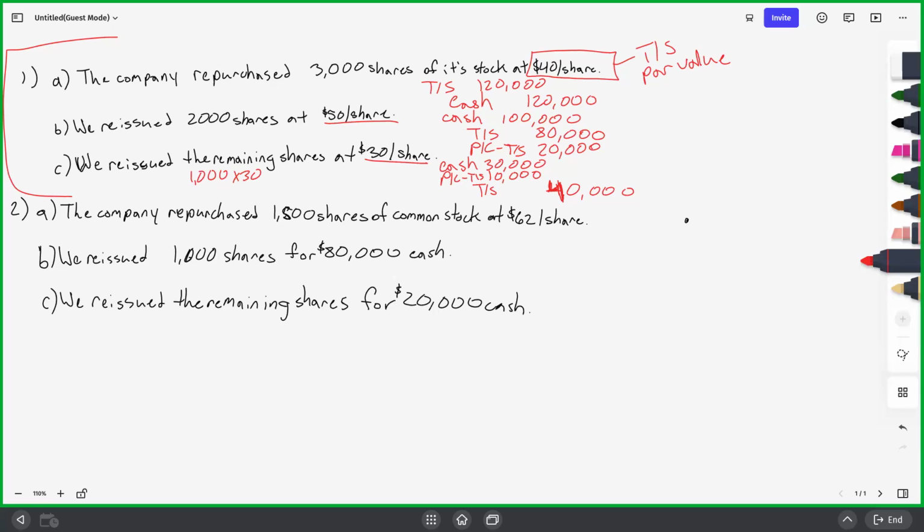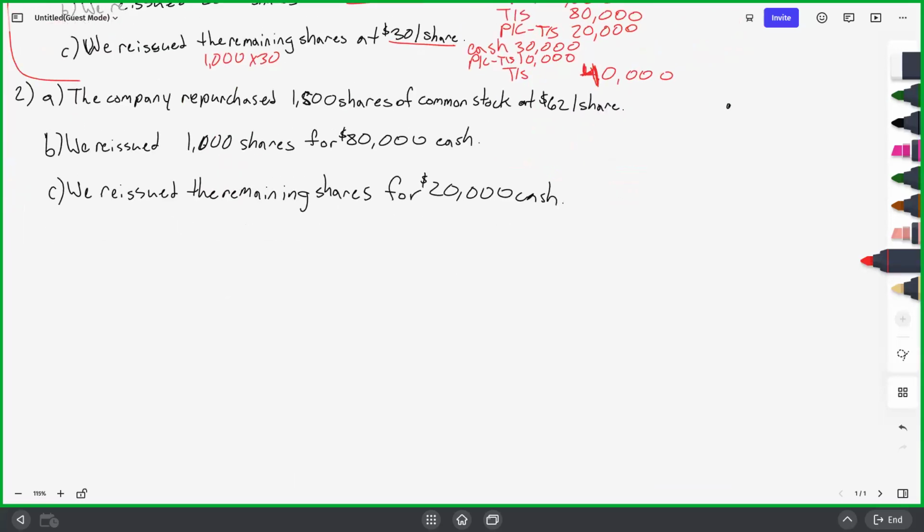Perfect. All right. 2A. I purposely made some word choices for this. So, the company repurchased 1,500 shares of common stock at $62 per share. Still treasury stock. The whole thing about treasury stock is this. Repurchased. Company repurchased. That is the important part. If you see company repurchase, automatically think treasury stock. No matter the wording, you see company repurchase, just right off the bat, treasury stock, welcome in.